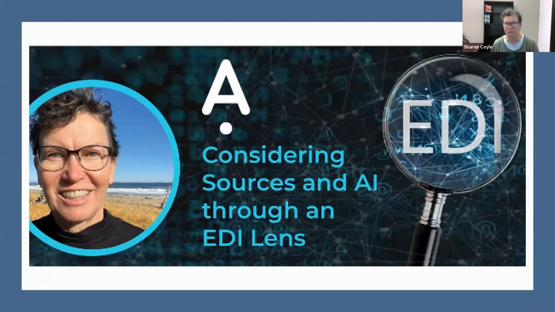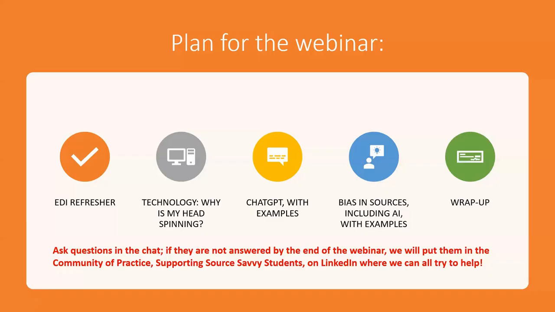So I'm going to go to the next slide. The plan for the webinar: we're going to do a little EDI refresher, just to make sure we're on the same page as far as the terminology goes. Then we're going to talk about technology. My title for that section is Why Is My Head Spinning? Because there's a lot going on in technology right now, especially AI and especially ChatGPT. But there are lots of other tools that are changing the way things are happening in teaching and learning. Then we're going to talk more specifically about ChatGPT with some examples.